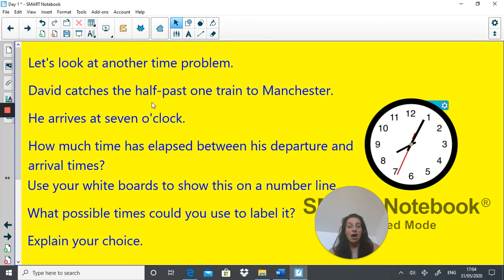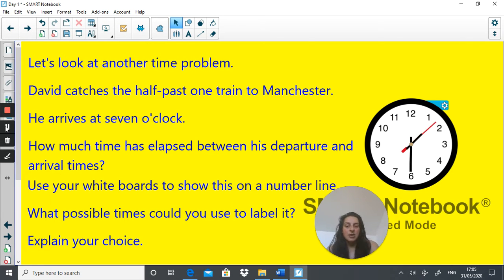So he leaves at 1:30 on the train to Manchester and arrives at 7 o'clock. So on our clock, I'm going to put it at 1:30. Oh no, it's a bit past 1:30. There, just to show you what time he leaves, and maybe you can use that to work out how long it takes him to get there if he gets there at 7 o'clock, and use a number line to help you. Pause the video and off you go.